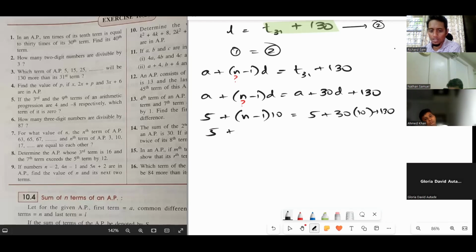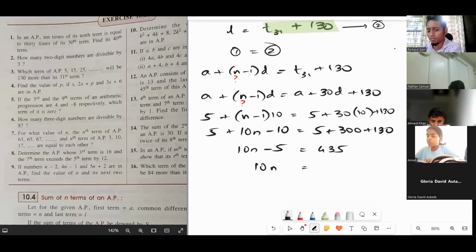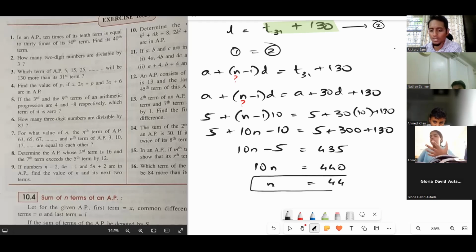So 5 plus n into 10, that's 10n minus 10, equal to 5 plus 300 plus 130. See, I've solved both sides together. So 5 minus 10, 10n minus 5 is equal to 435. So 10n is equal to 435 plus 5, which is 440. And then n is equal to 440 upon 10, which is 44. Okay. If you're fast enough, you can skip one or two steps and get your answer.